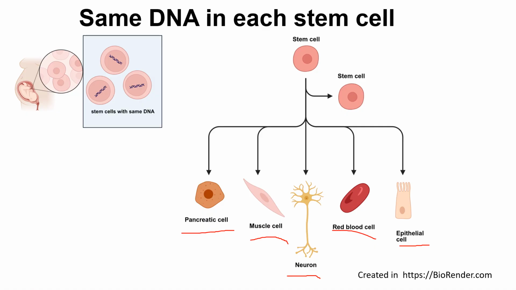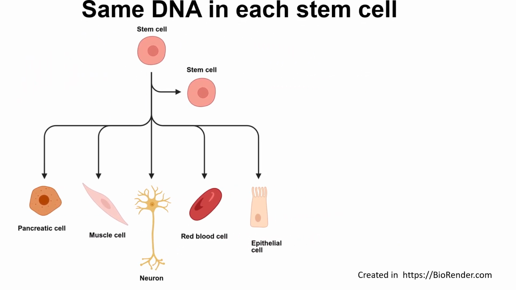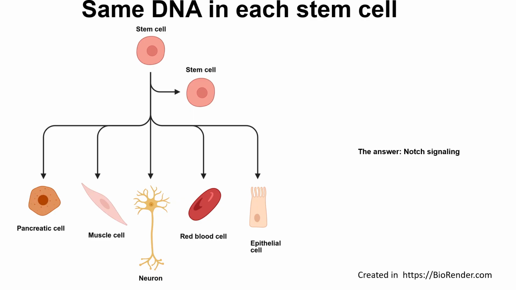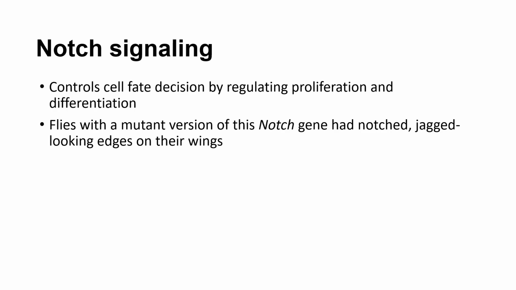And the question is, what regulates these cells to develop into these specialized cells? The answer is the notch signaling pathway. Notch signaling pathway regulates cell fate determination by regulating proliferation and differentiation. So flies that are usually mutant for notch show notched or jagged looking edges on their wings.